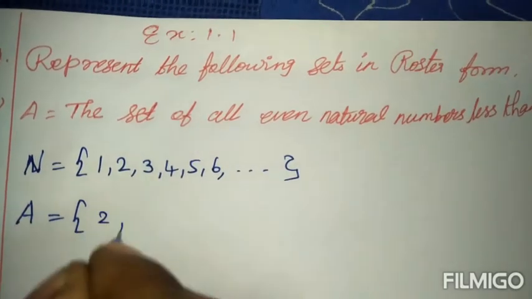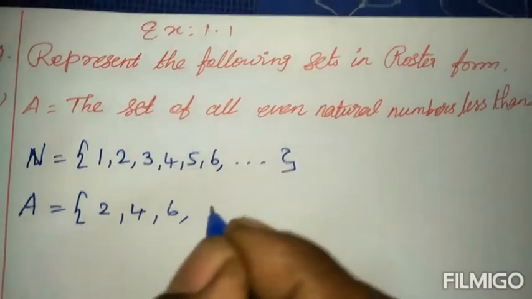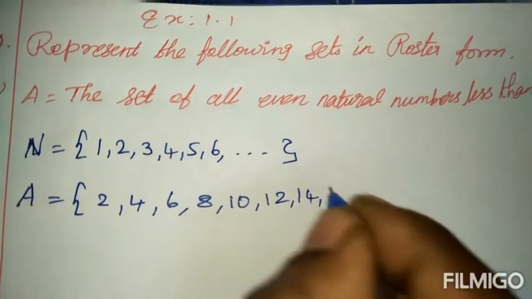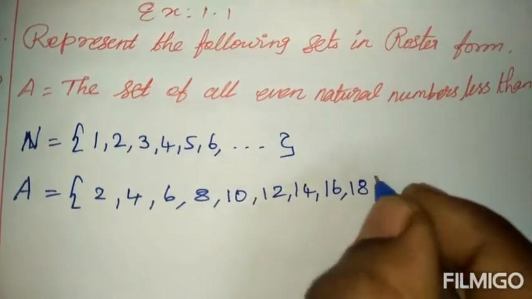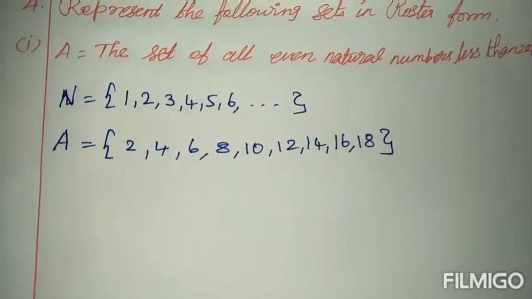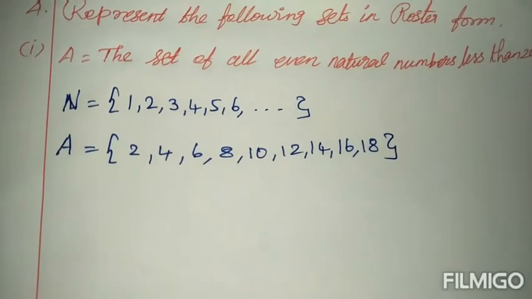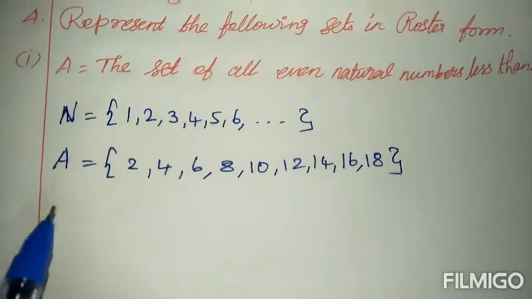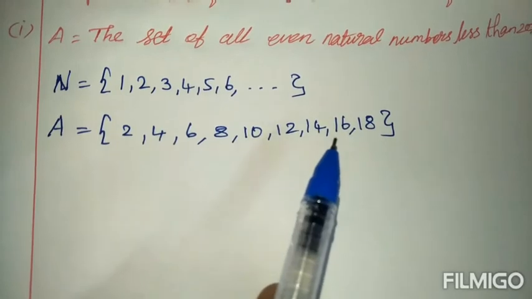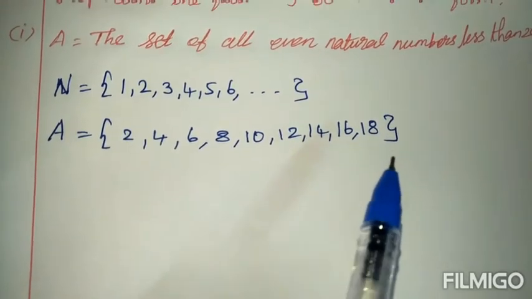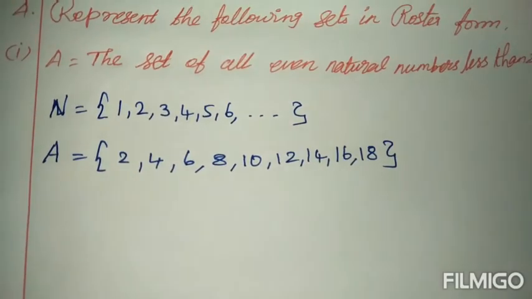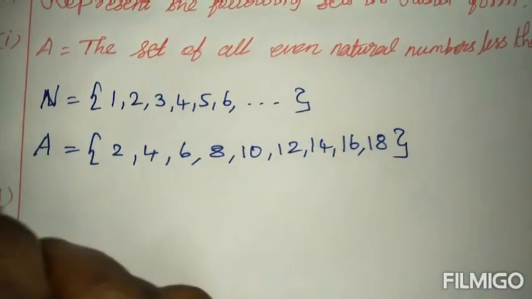Therefore, the numbers are 2, 4, 6, 8, 10, 12, 14, 16 and 18. These are the set of all even natural numbers less than 20. So, A is equal to {2, 4, 6, 8, 10, 12, 14, 16, 18} is the roster form of the set of all even natural numbers less than 20. Then let us see the second subdivision.